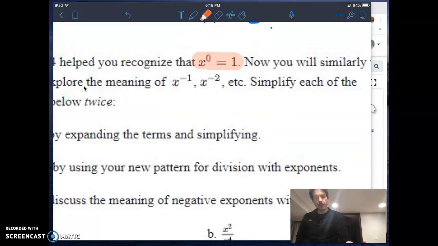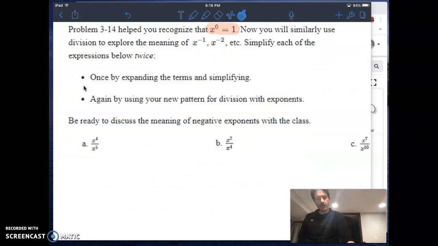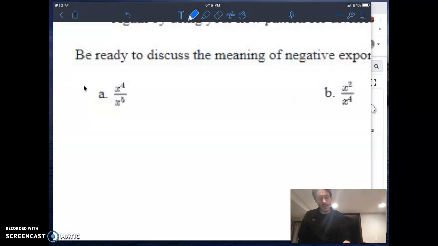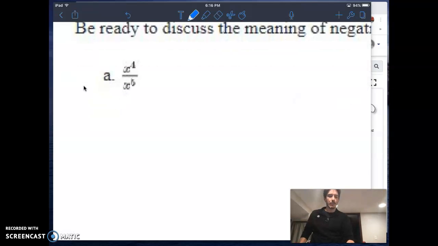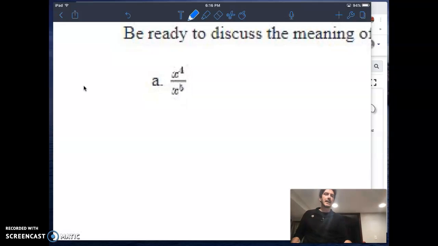Something that would be good for your notes. All right? We're going to keep going here, ladies and gents. We're going to talk about what happens here when expanding and using some of these properties. And what I want you to notice in 3-15, that exponent on the bottom is bigger than the one on the top.